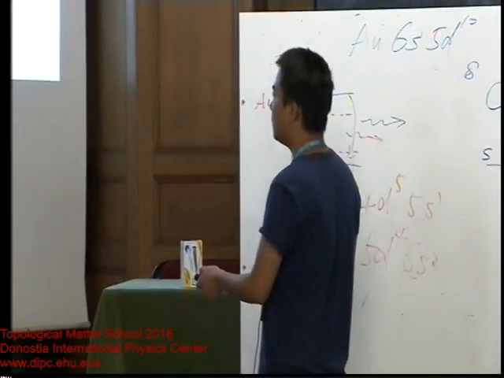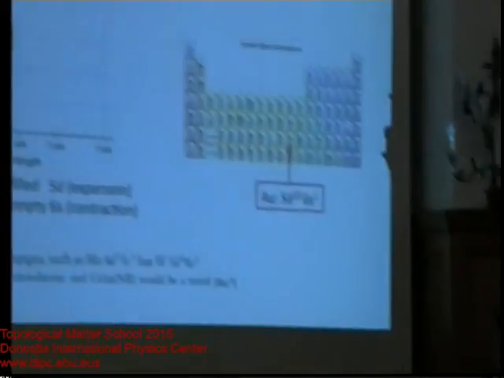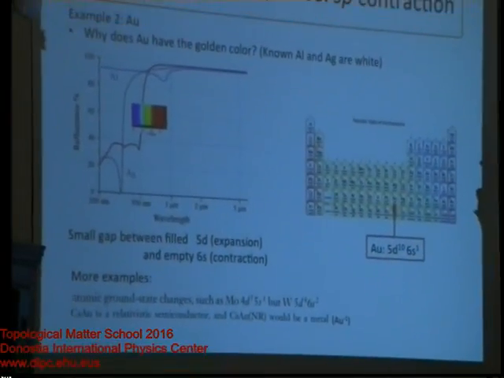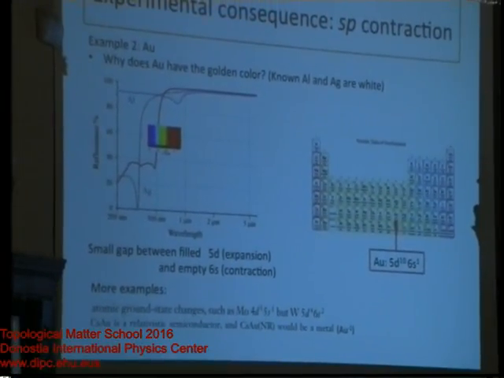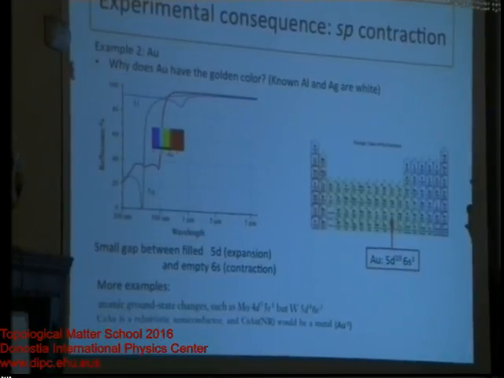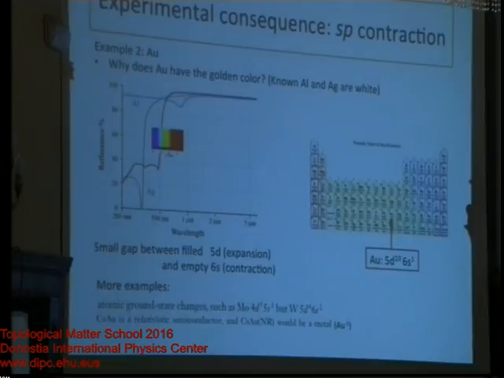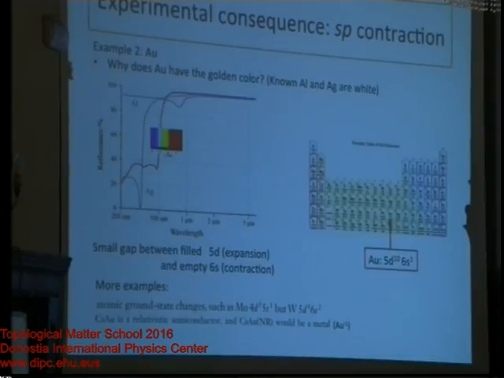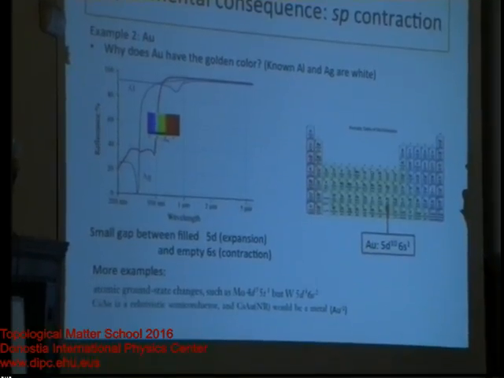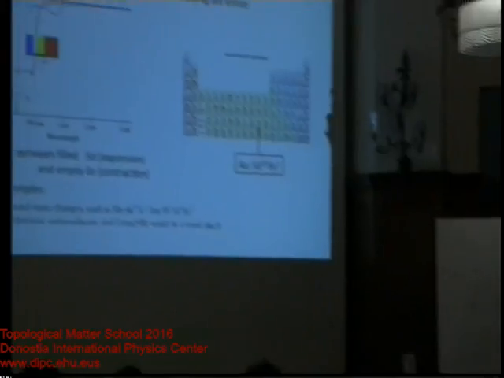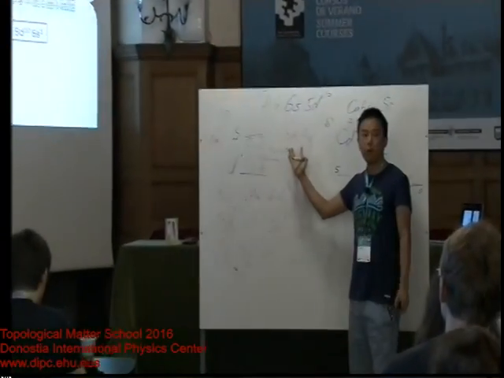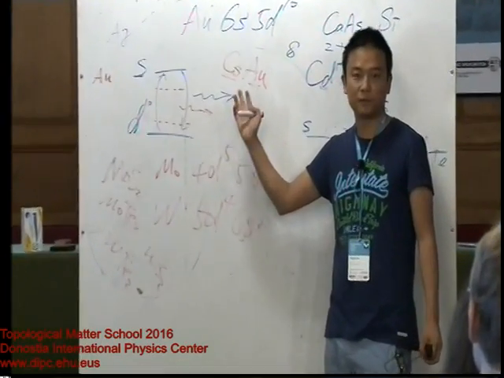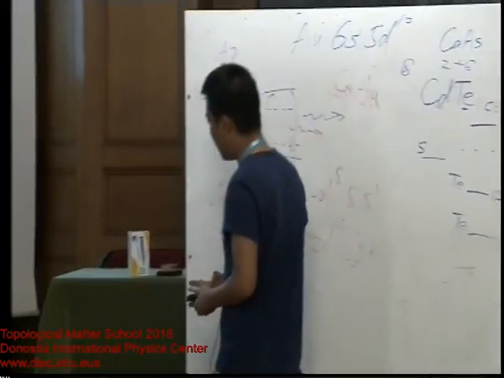And another really weird thing for gold is that there's a compound formed by two metals, cesium and gold. Where's cesium? Cesium is here, this alkali metal, Cs. And gold is another metal. These two metals together will form a semiconductor. And how does that happen?